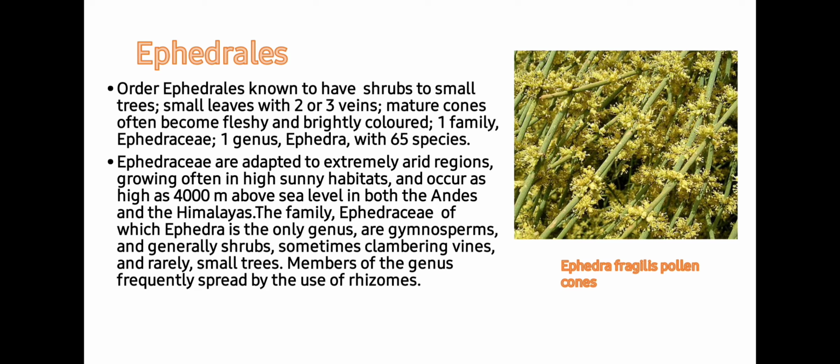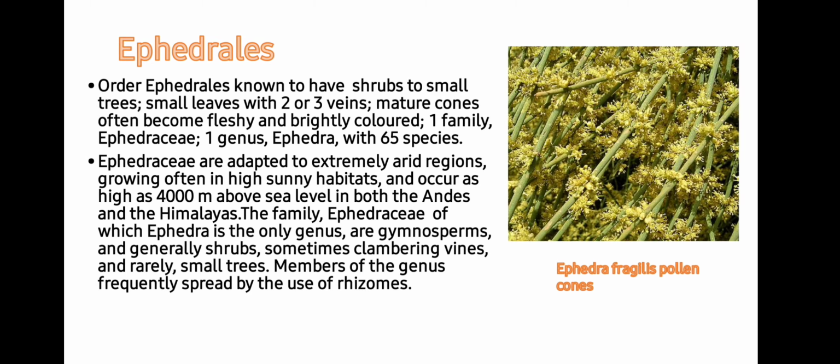Students, Ephedraceae are adapted to extreme arid regions, growing often in high sunny habitats and occurring as high as 4,000 meters above sea level in both the Andes and the Himalayas. The family Ephedraceae, of which Ephedra is the only genus, are generally shrubs, sometimes climbing vines, rarely small trees. Members of the genus frequently spread by use of rhizomes.